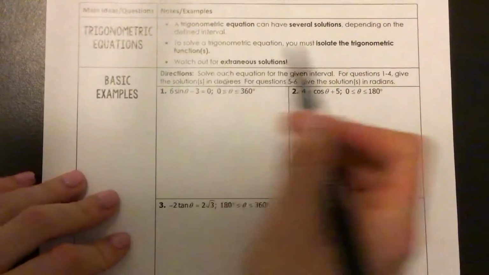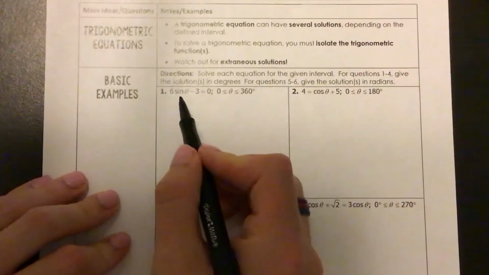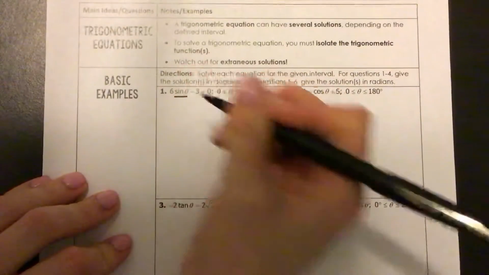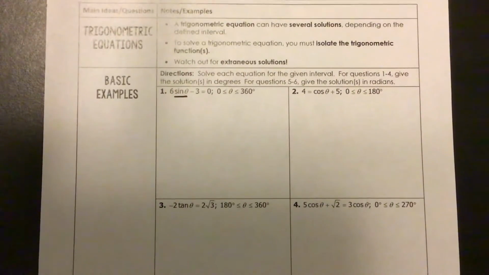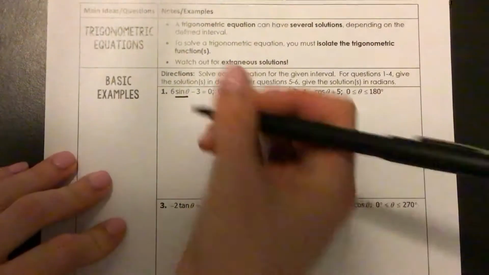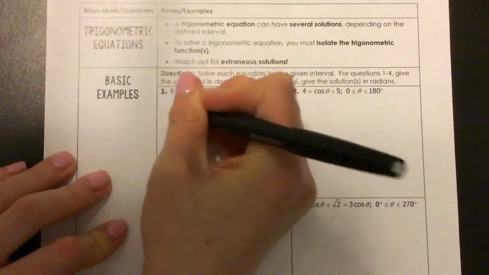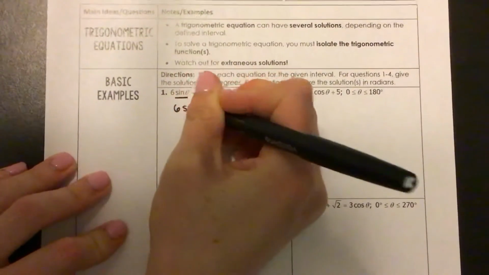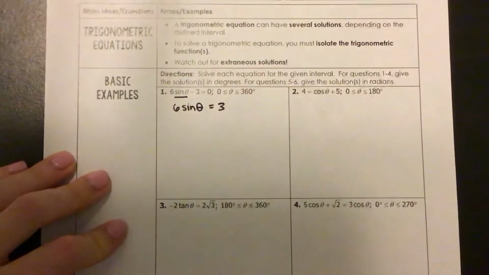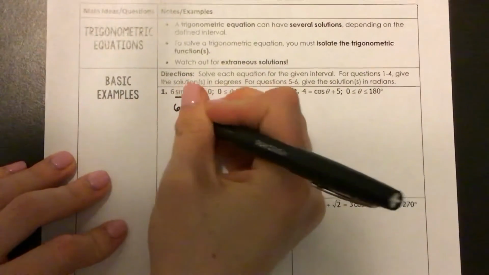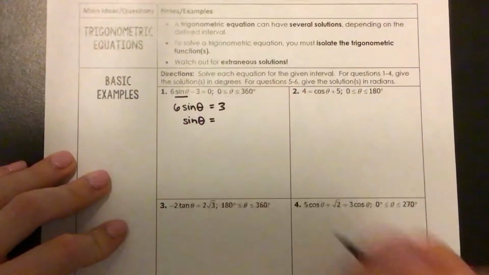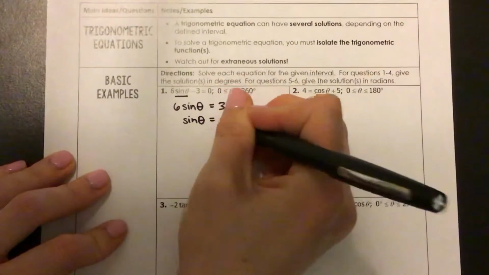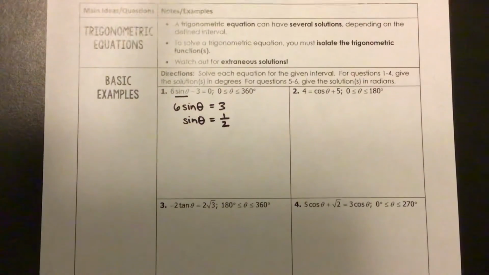Remember, what you want to do is isolate the trig function. So here, think of this as just like a y. Don't worry about the sine of theta part. Treat it the same way you'd treat a y. 6y minus 3 equals 0, and you want to get that y by itself. So here you'd start by adding 3 to both sides, and then you divide both sides by 6. So divide by 6, we get sine theta by itself. 3 over 6 reduces down to 1/2.